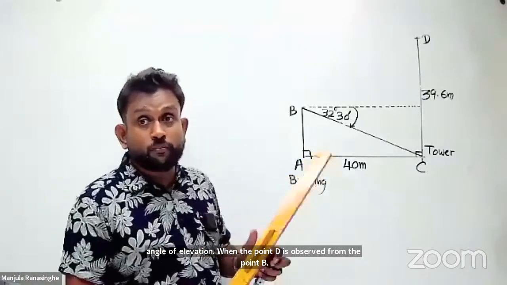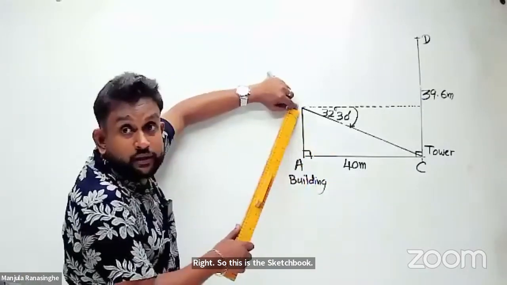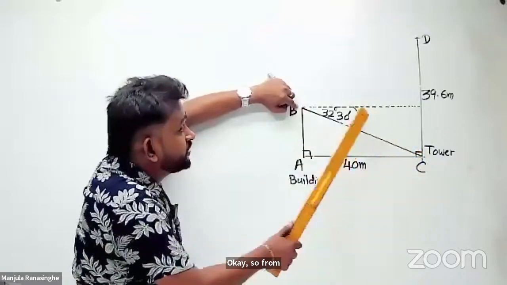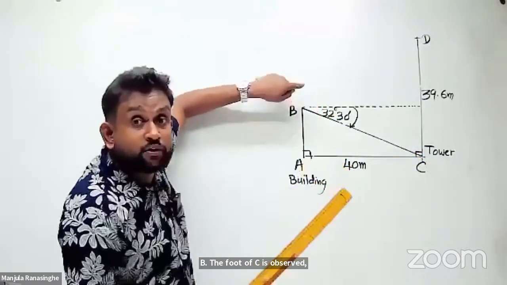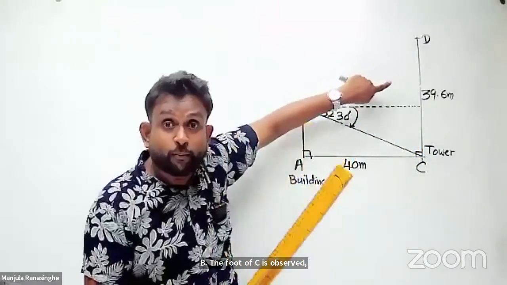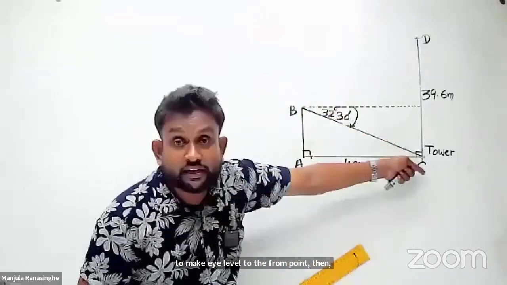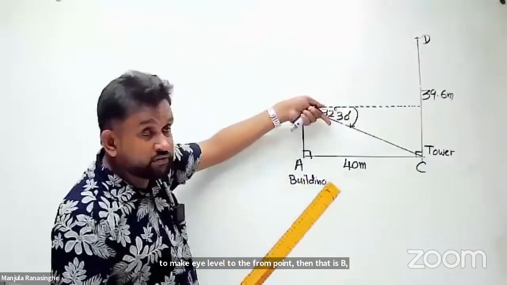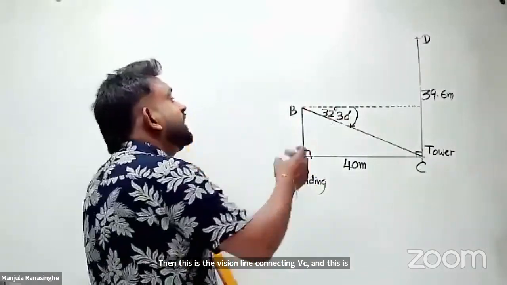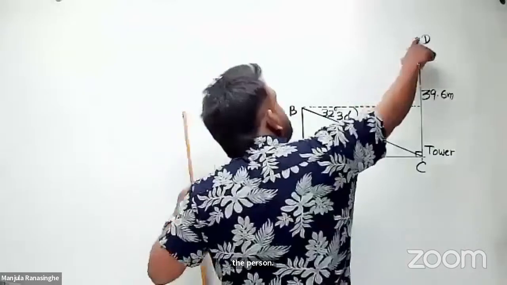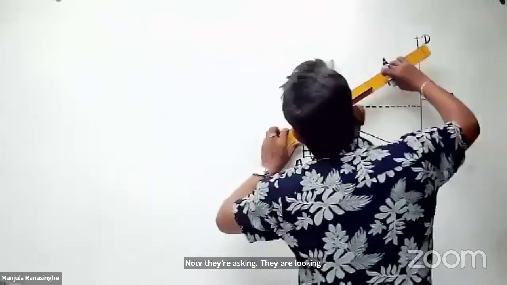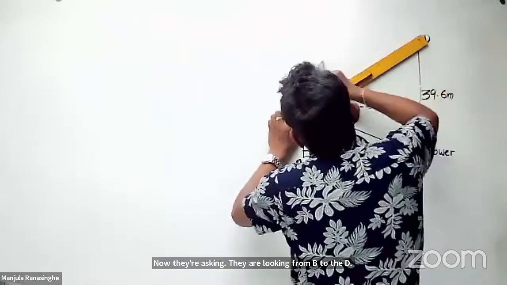Okay, so from B, the foot of C is observed. So from B, you have to make the eye level to the point. Then that is B. This is the vision line connecting BC, and this is the depression. Now they are asking, they are looking from B to D. So that means BD is connected, right?